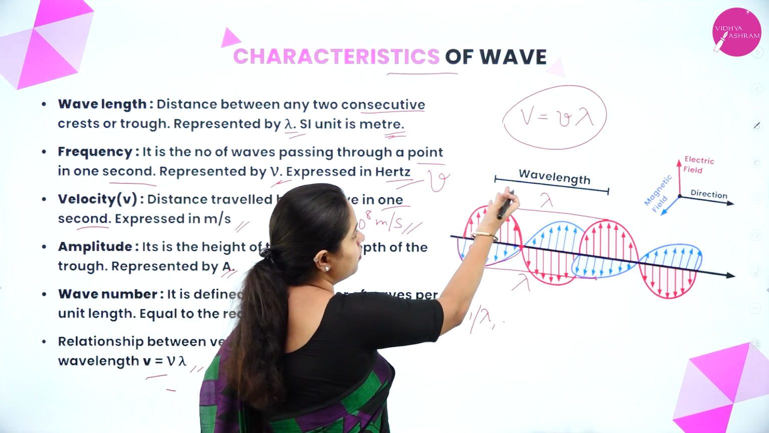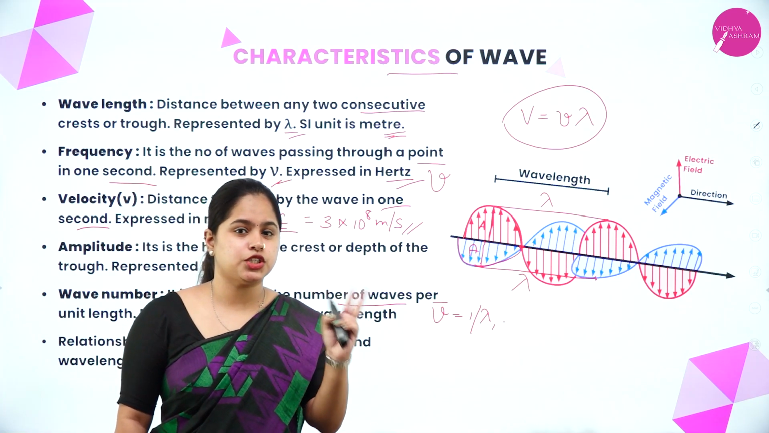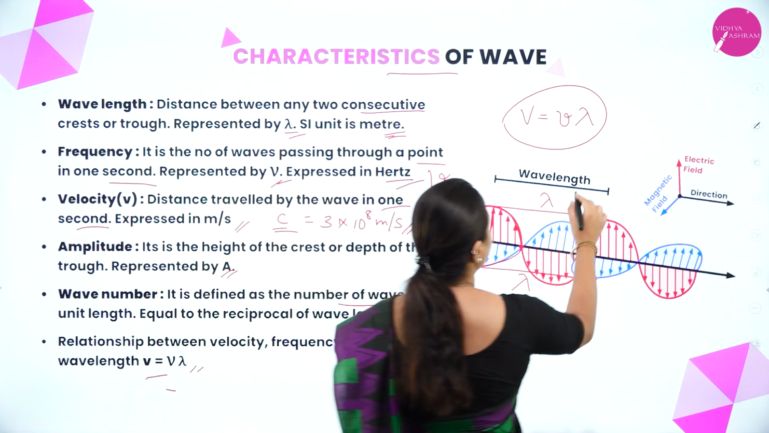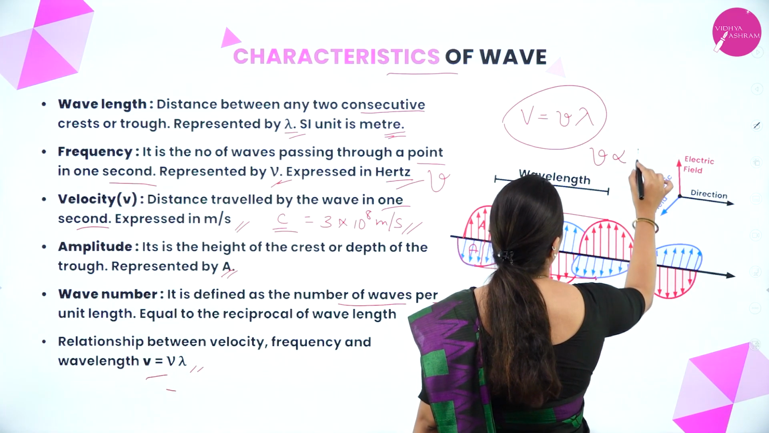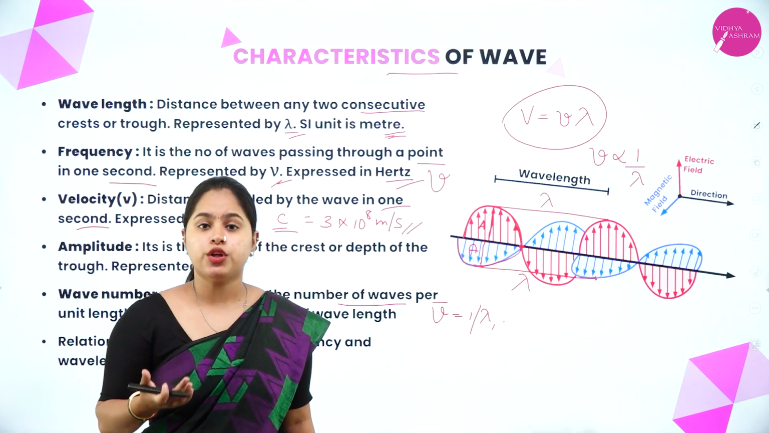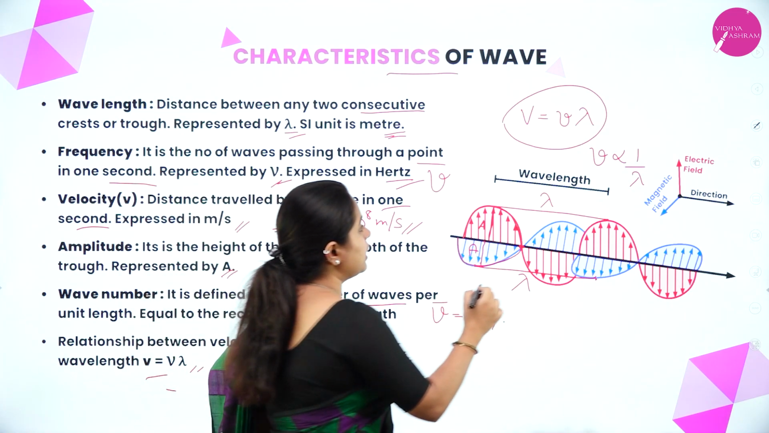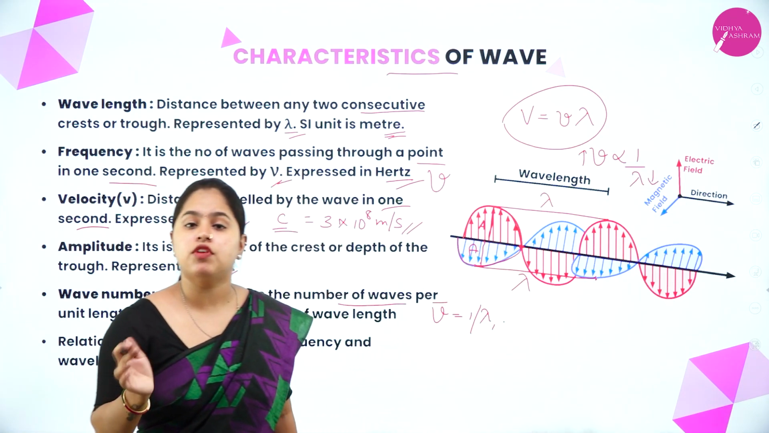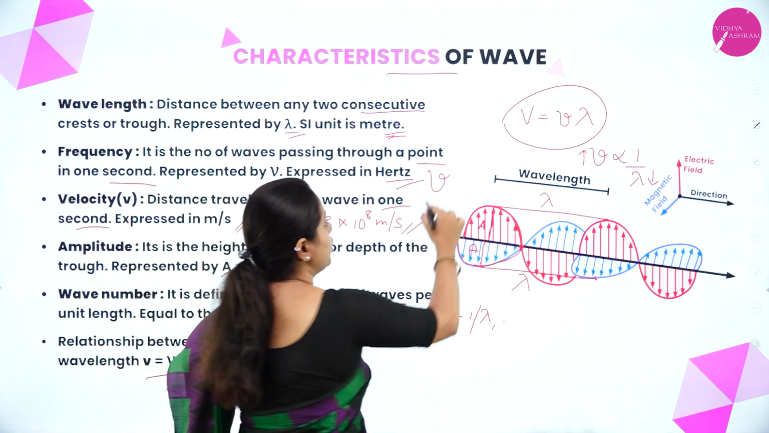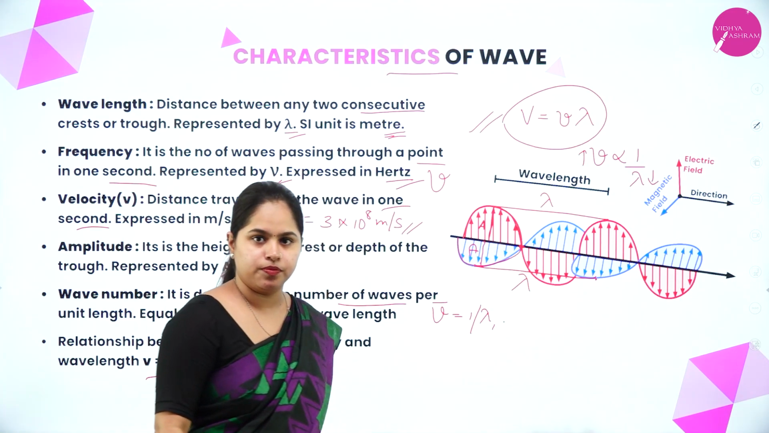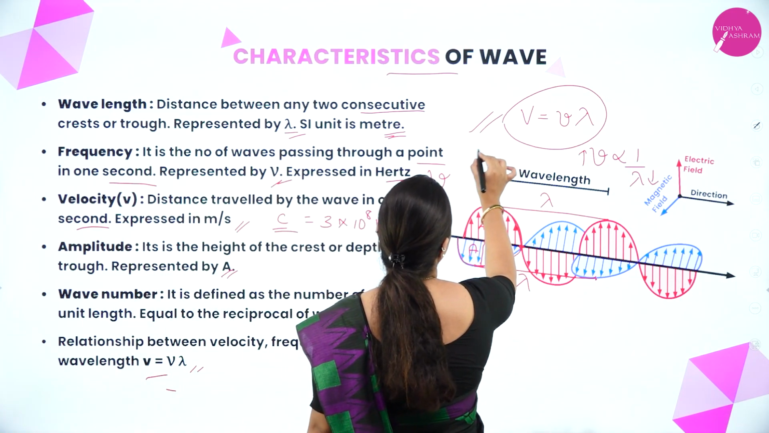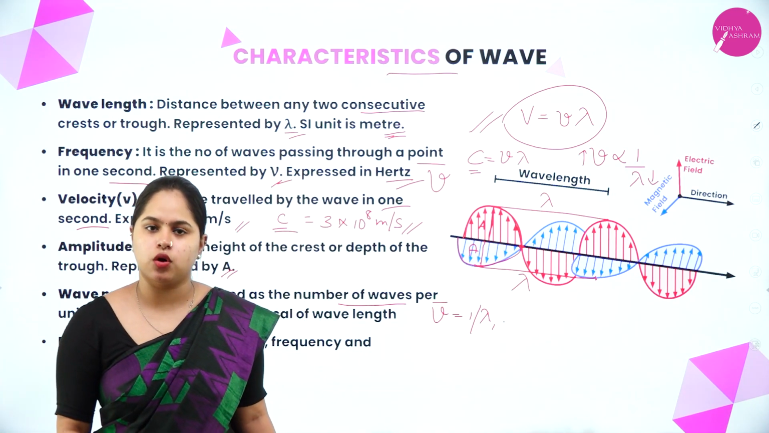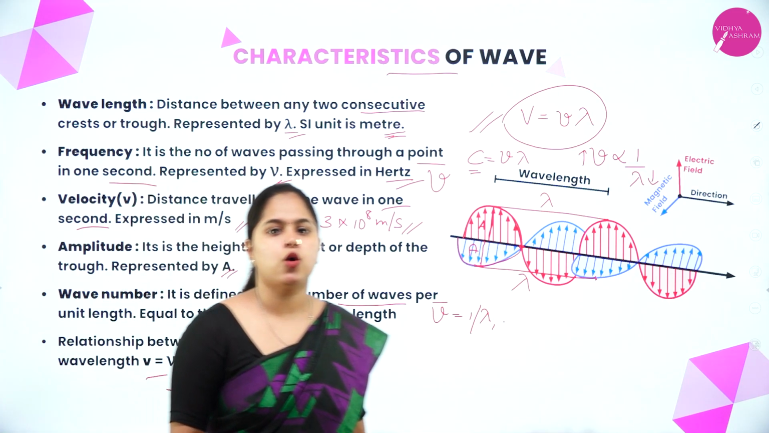Right. So from the equation, what can you say about the relation between your frequency and your wavelength? Frequency will be inversely proportional to your wavelength. So what you have to remember: when frequency increases, your wavelength will decrease. It is inversely proportional. Clear? So you have to remember this equation. It can also be represented as C equals nu lambda, in terms of the speed of light. I hope this is clear.